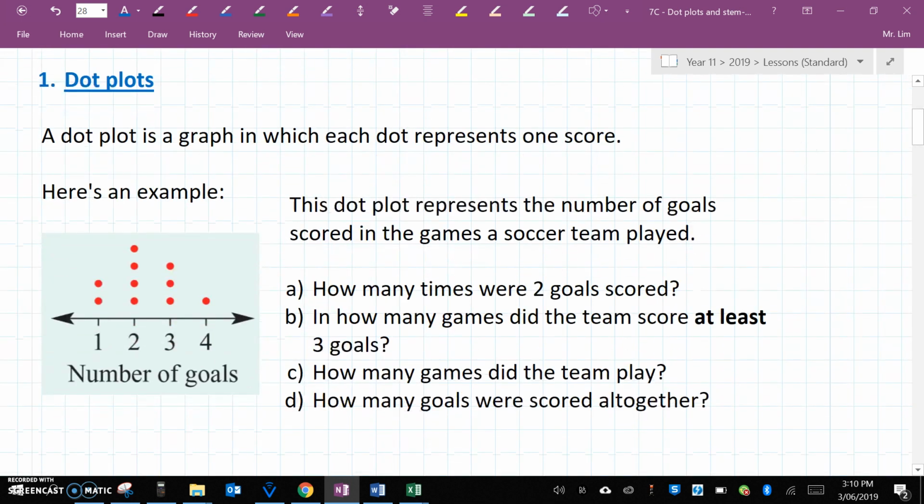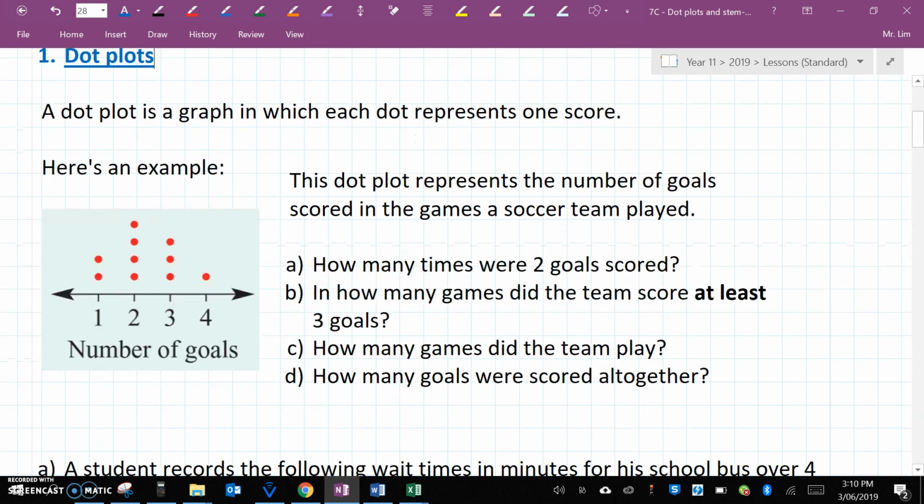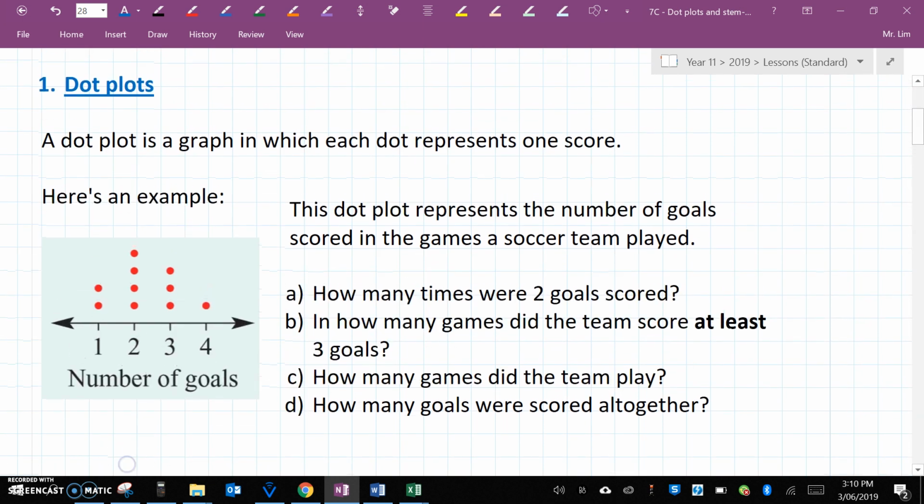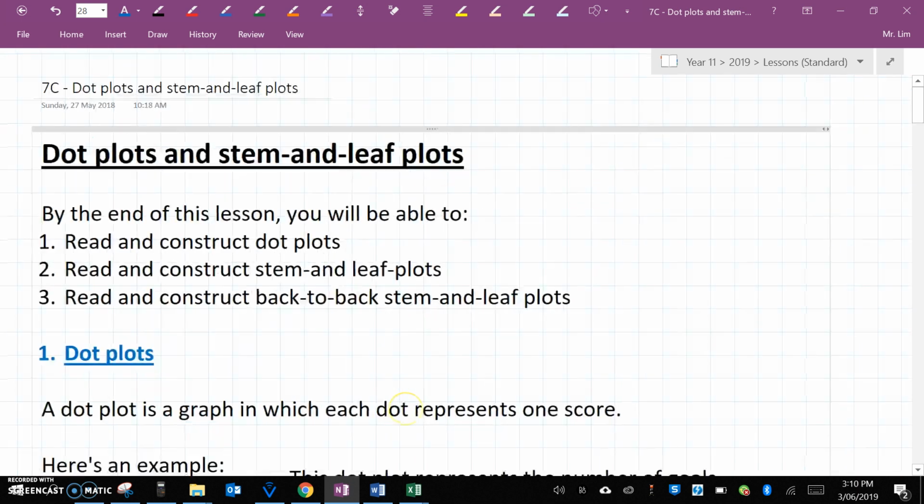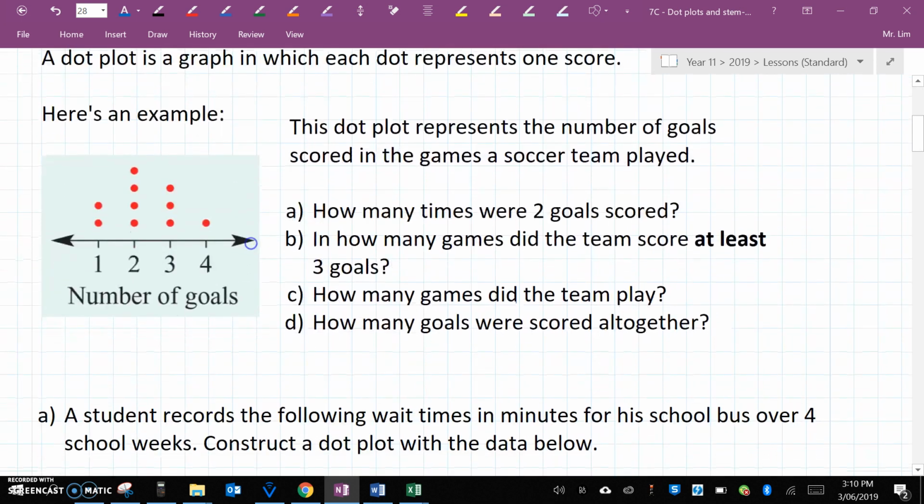A dot plot is a graph in which each dot represents one score. Here's an example. This dot plot represents the number of goals scored in the games a soccer team played. So it's very important to identify what each dot represents. Here, each dot represents one game. So in this game, the team scored 1 goal. In this game, the team scored 3 goals. In this game, the team scored 4 goals.